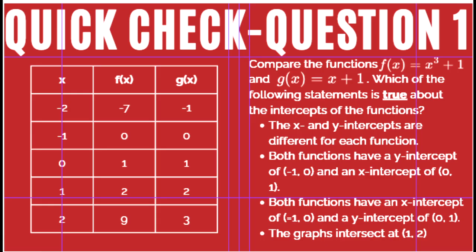Here are your quick checks. I will not give you the answers to these. Compare the functions f(x) = x cubed plus 1 and g(x) = x plus 1. Which of the following statements is true about the intercepts of the functions? The x and y intercepts are different for each function. Both functions have an x-intercept of (-1, 0) and a y-intercept of (0, 1). Both functions have an x-intercept of (-1, 0) and a y-intercept of (0, 1), and the graphs intersect at (1, 2). The easiest way to do this is to take this formula and this formula, plug them into GeoGebra, and look at the graph. Okay, they never explained how to do this in the lesson.